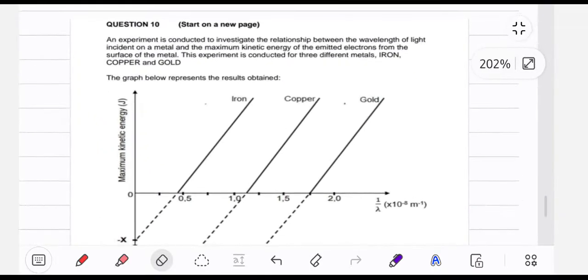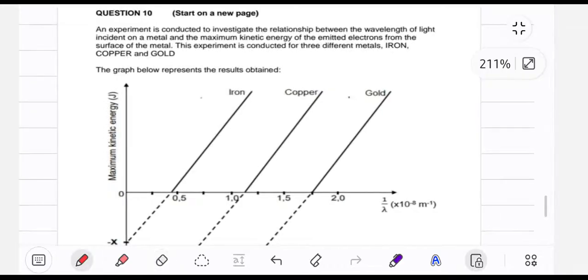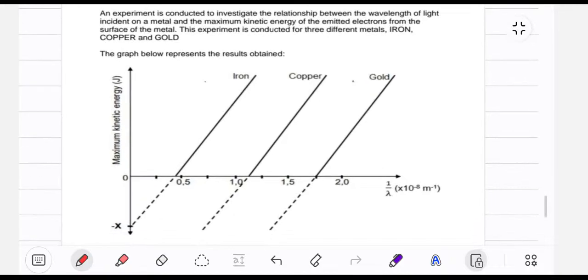I'm just hoping it's clear. I'll zoom in and out. For now, I just hope you can see.